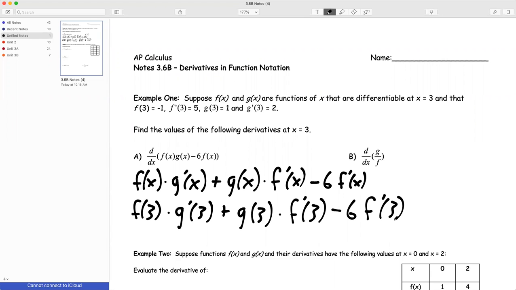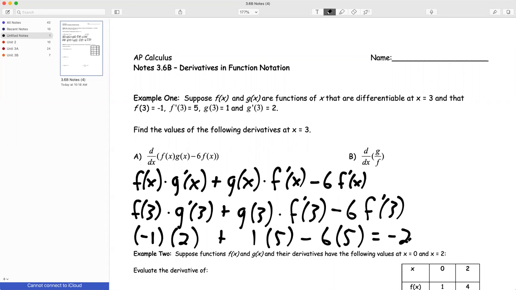Now I need to evaluate all these. So f of 3 is -1 times g prime of 3, which is 2, plus g of 3, which is 1, times f prime of 3, which is 5, minus 6 times f prime of 3, and f prime of 3 was 5. So now it's all over but the arithmetic. I've got -2 plus 5, which is 3, and 3 minus 30 gives me -27.